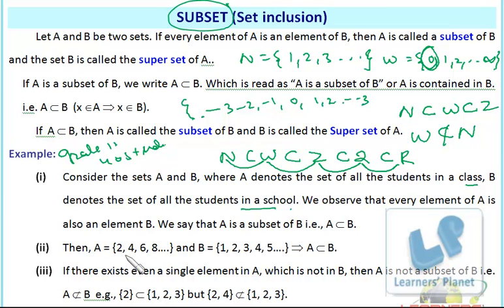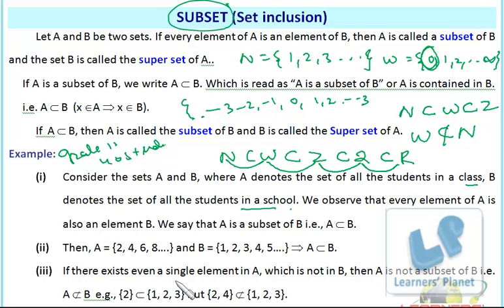Then we have one more example, 2, 4, 6, 8. It is a set of even numbers and it is a set of all the natural numbers. So obviously all the even numbers will be there in the set of natural numbers. So A is a subset of B. Okay, but there are extra elements in B, right? But all the elements of A are there in the set B. Okay, so A is a subset of B.